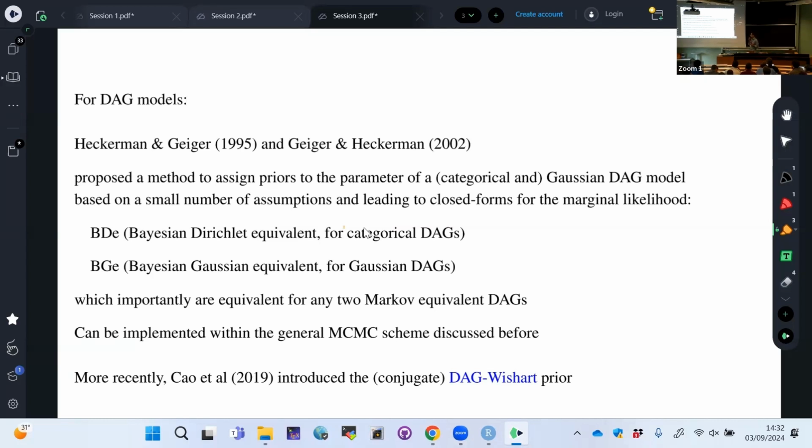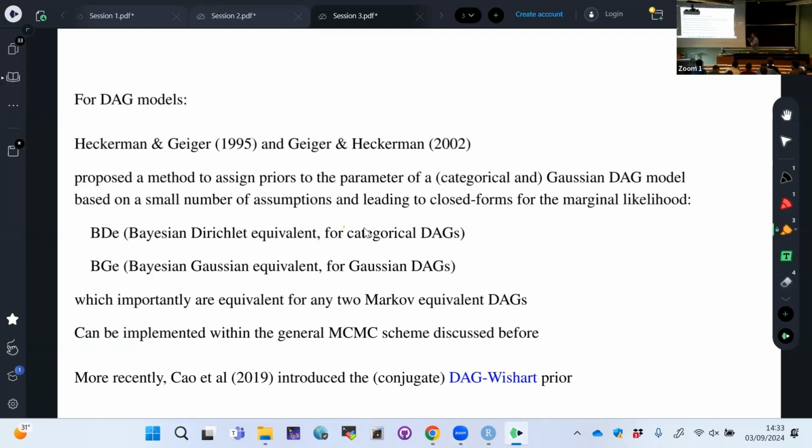These scores are specialized to categorical data through the so-called Bayesian Dirichlet equivalent score, and to Gaussian DAGs through the so-called Bayesian Gaussian equivalent score. Equivalent stands for the fact that they guarantee score equivalence between Markov equivalent DAGs, which is one of the requirements that we mentioned this morning. Since they are scores, you can implement them within an MCMC procedure like the one shown before, or even in an optimization procedure like the hill climbing method, if you want to be frequentist but use a Bayesian score.